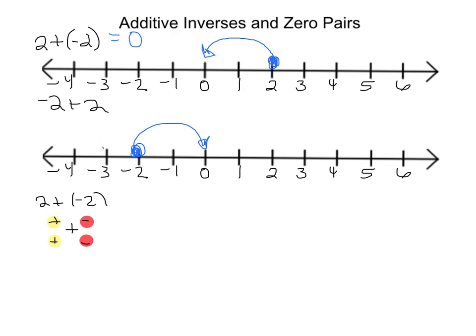So this +1 and -1 make a 0, and this +1 and -1 together make a 0. So together my answer is still 0. Here is my next problem, +7 plus -7.